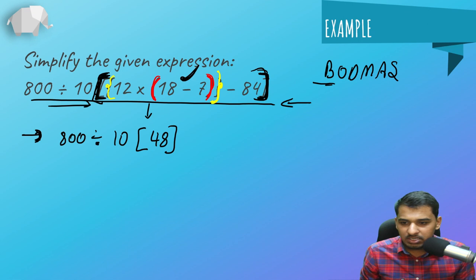Now we have this equation, 800 divided by 10 bracket 48. So now how to proceed further? Now there's one more thing that I want to tell you.